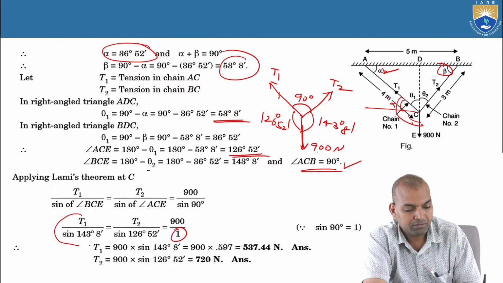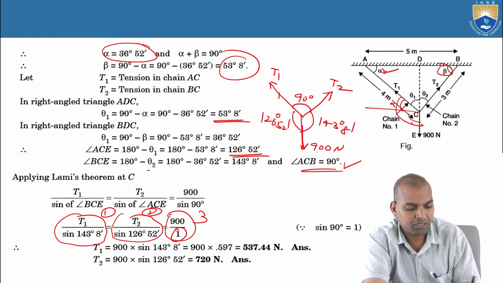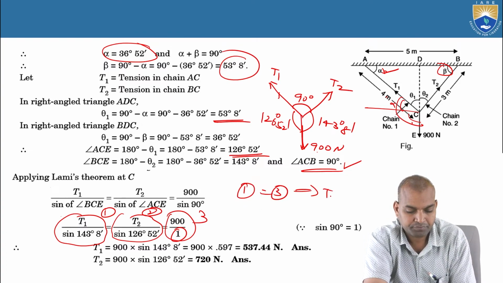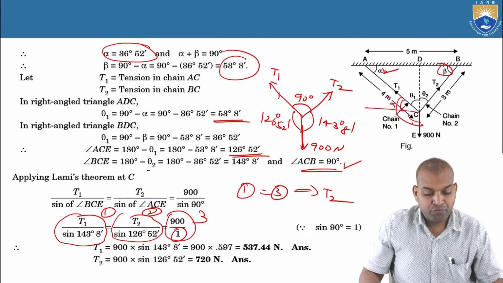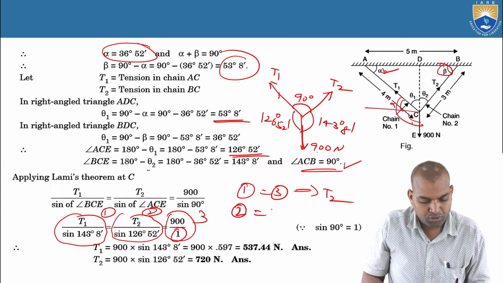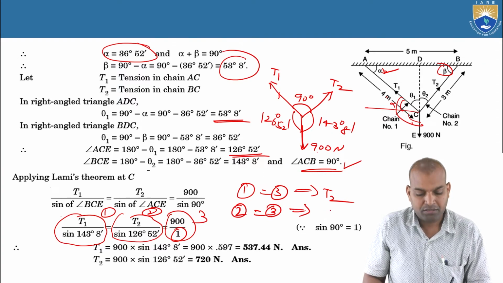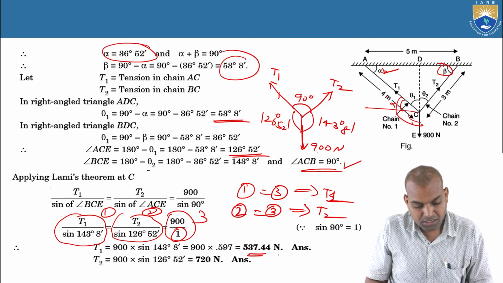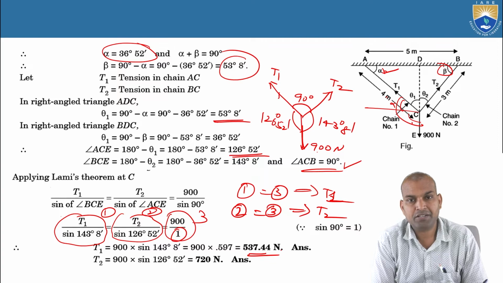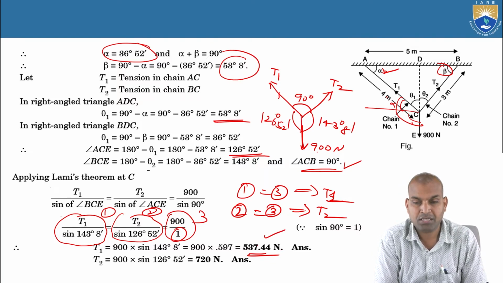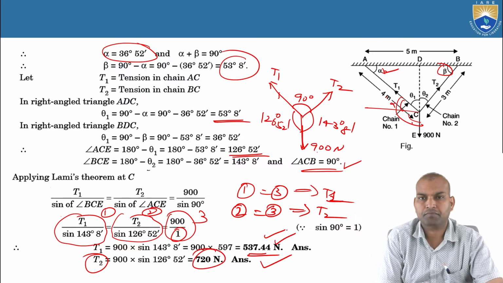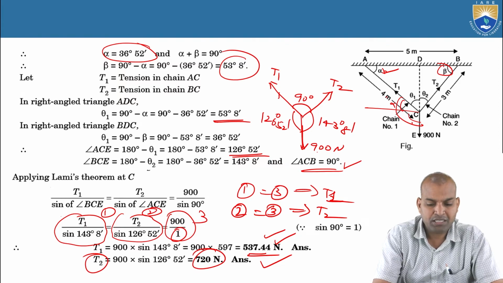Now equate part 1 and part 2, and it is part 3. Equate part 1 and part 3, we will get T1. And if we equate part 2 and part 3, then T1 first one, next T2. The T1 value is 537.44 newtons. The value of T2 is 720 newtons. So these are the values obtained.